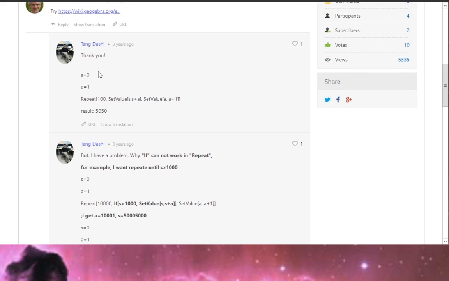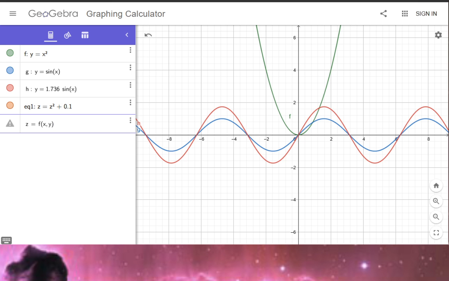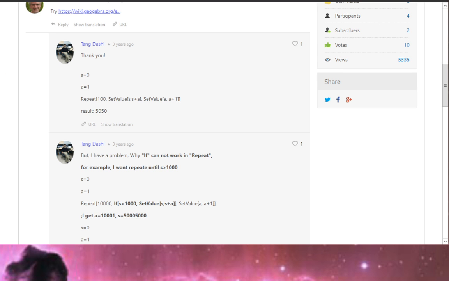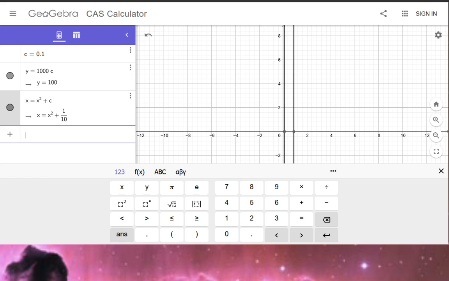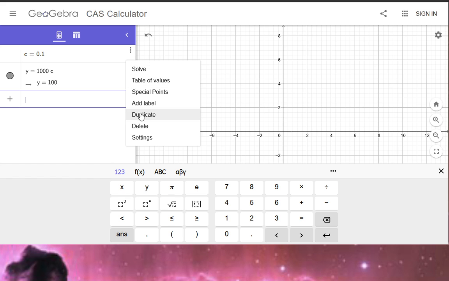Repeat 100. S equals 0. Result 50-50. Set value S plus A. Set value. Let's try this one. That seems like an odd way to do it, though.